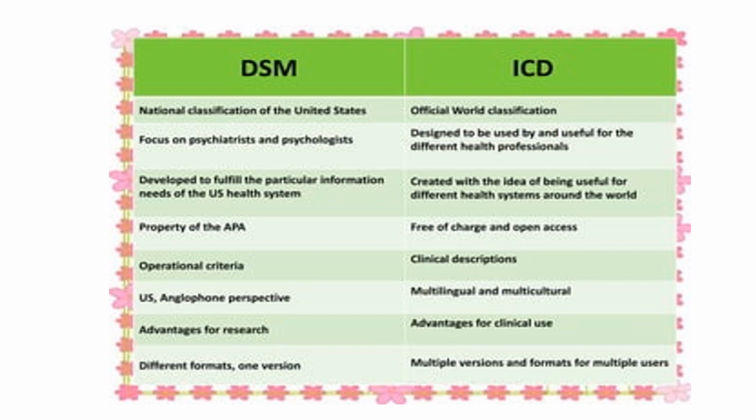ICD-10 anyone can use. It has operational criteria and clinical descriptions. DSM is used in the US, and it is English only. For research, DSM has advantages. And for clinical use, ICD has the upper hand. And in terms of formats, DSM has one version, whereas ICD has multiple versions and formats and multiple users.